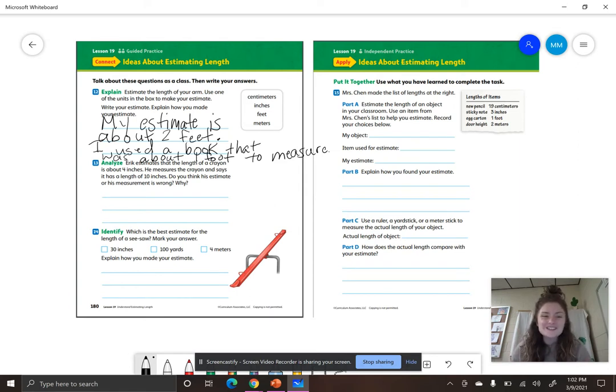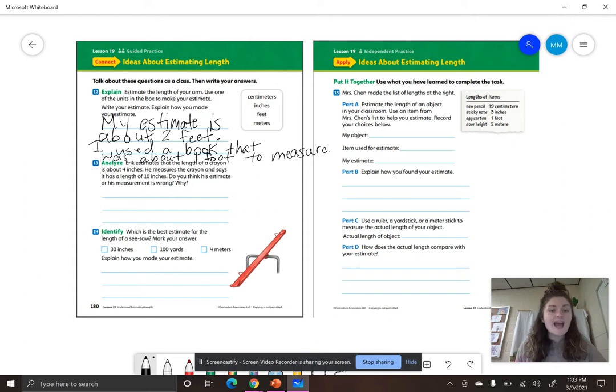All right, let's look at 13. It says Eric estimates that the length of a crayon is about 4 inches. He measures the crayon and says it has a length of 10 inches. Do you think his estimate or his measurement is wrong? So hold on, Smarties. I am going to get a crayon and a ruler. All right, Smarties. So I've got a ruler that has inches and centimeters, and I also have some crayons. So I am going to find a brand new crayon.